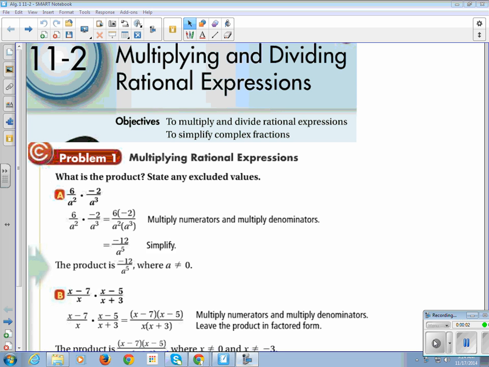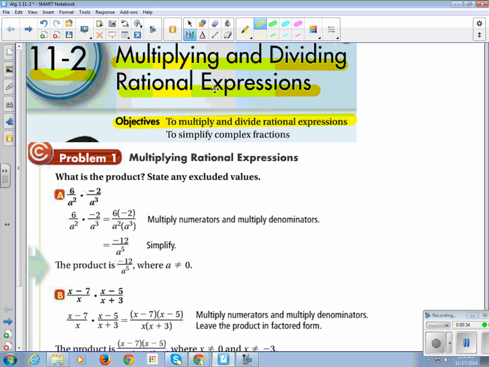Alright, this is Algebra 1, Chapter 11, Section 2, multiplying and dividing rational expressions. And we have two purposes here, two objectives. The first one is to multiply and divide rational expressions, and the second is to be able to simplify complex fractions. You guys are in charge of all this information here. And definitely the learning objective.